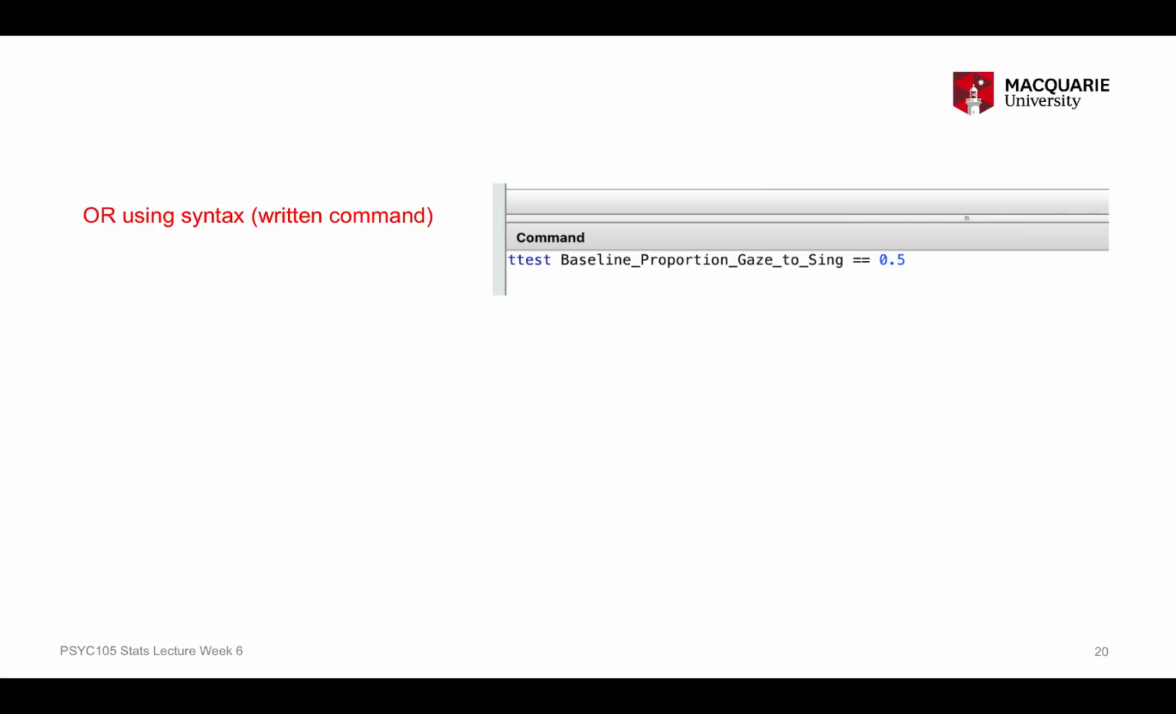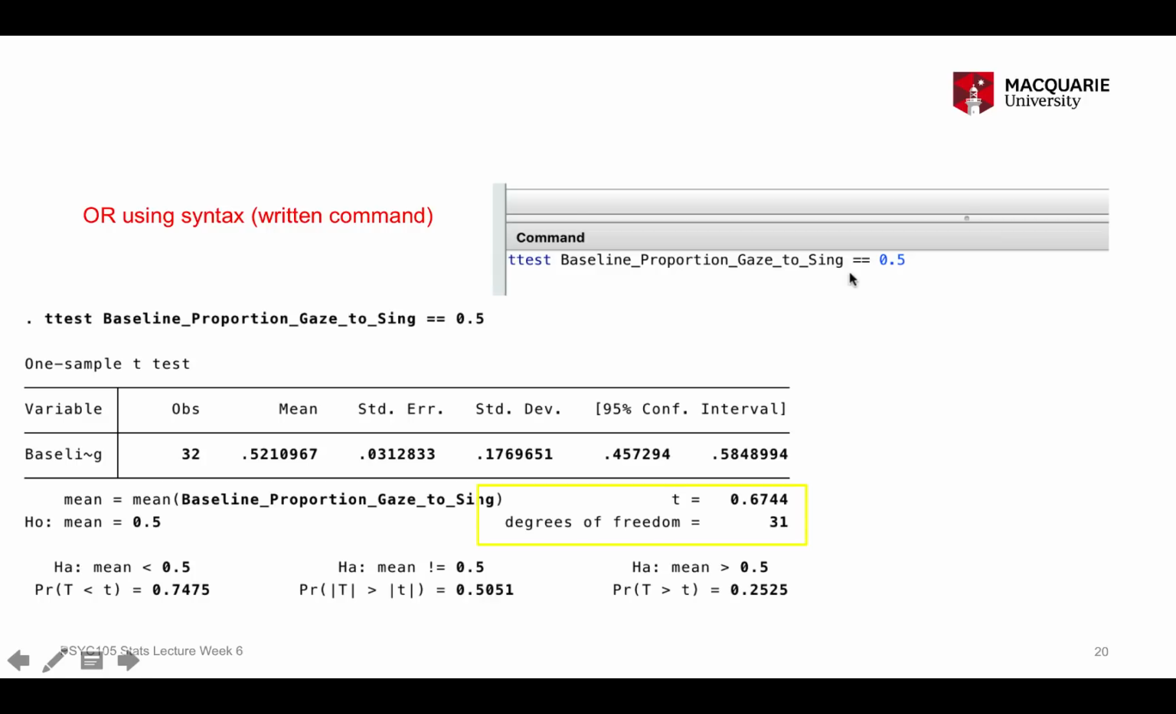If we were doing the same thing through the written command, then in the command box, which you can see either down the bottom of your Stata screen, or if you've lost it, you can go up to the window menu and select command. So we type in the t-test command, which is just ttest, and then the variable that we're undertaking this t-test on, double equals sign, and then our test value. So ttest, variable we're undertaking the t-test on, double equals test value. Once we do that, this comes up. So this is our t-test output here.